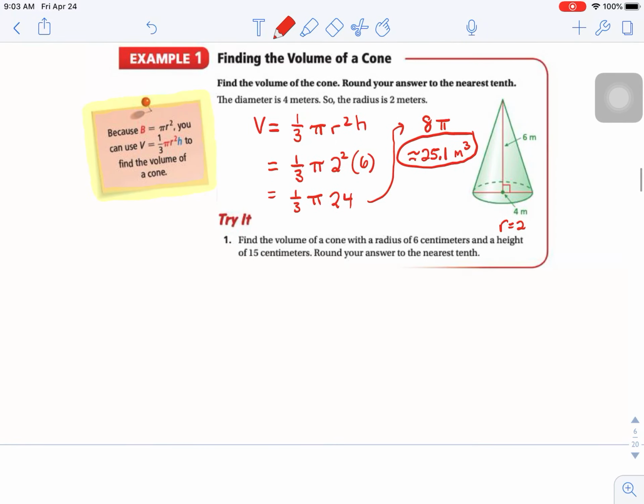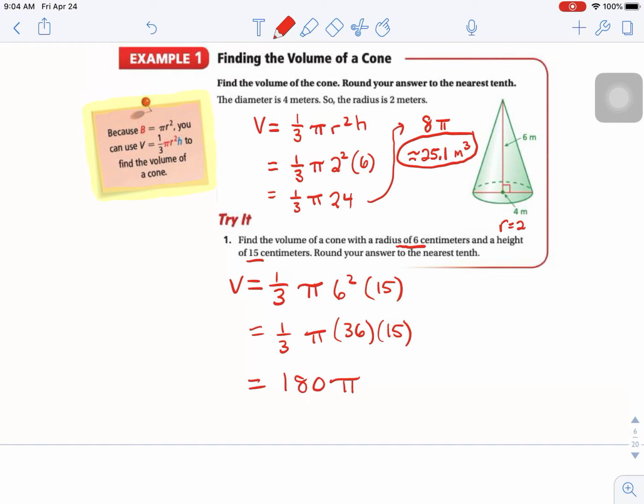Same idea for that next example. So volume is 1/3 pi. My radius is 6, and my height was 15. So we get 1/3 pi times 36 times 15. If we multiply that out, we get 180 pi, which would be about 565.5, and we were in centimeters cubed.